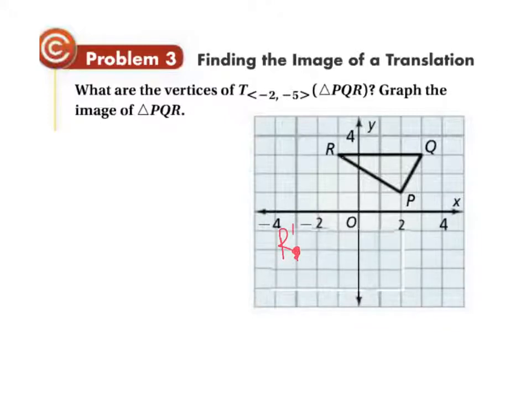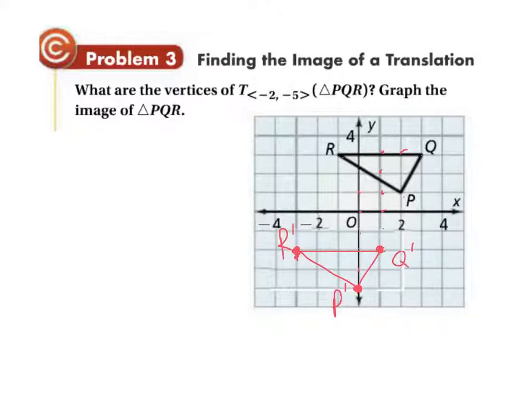Now I'm going to do that with every point, so let's grab P. P goes 1, 2 left, 1, 2, 3, 4, 5. So there's P prime. And Q goes 1, 2, and then 1, 2, 3, 4, 5. There's my Q prime. And then I go ahead and draw the triangle.